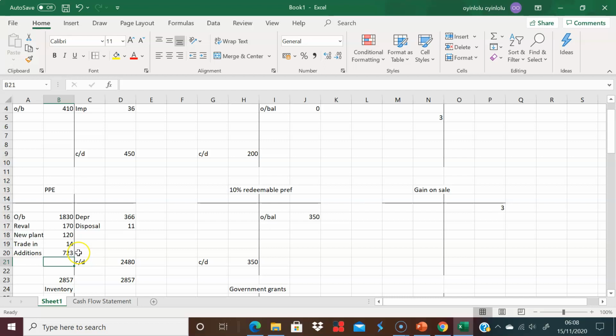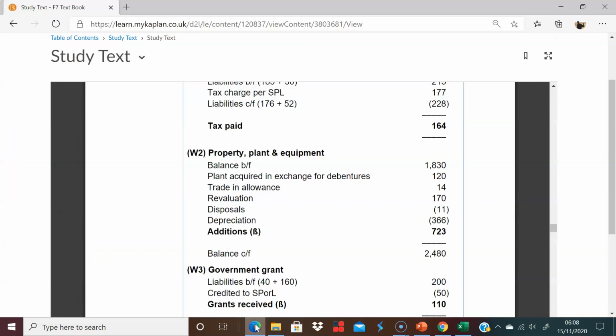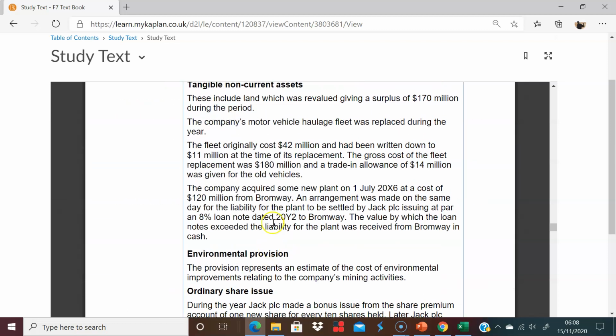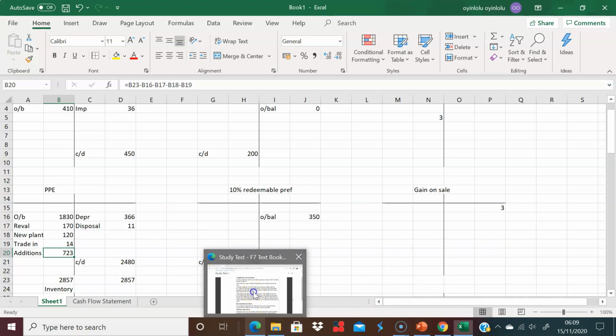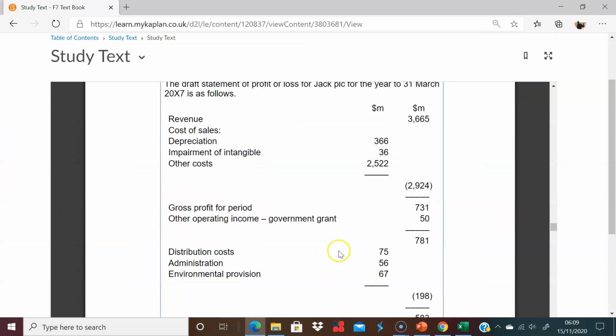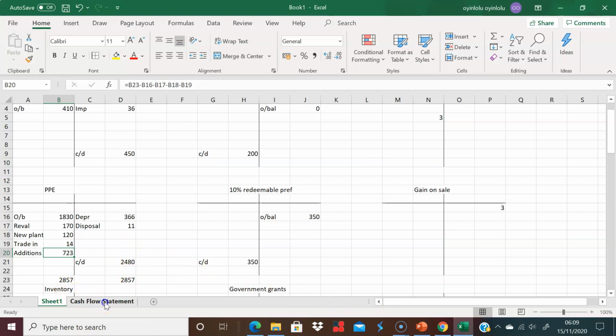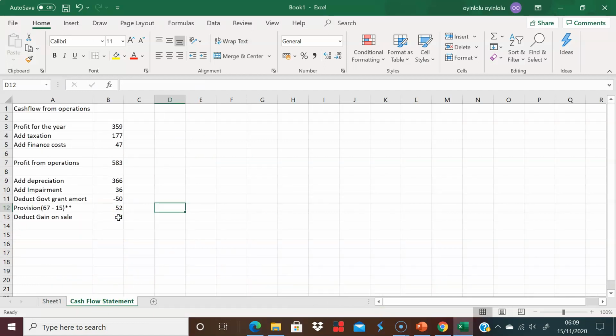So 723. So your full additions, including that 100, this is why I said I waited, including that information. Yes, they told us the gross cost of the fleet was 180. Including this 180, all of that was bought in during the year for cash of 723. And so I've got this figure now. Okay, great. So the key figures that I was interested in for my profit or loss was the 600, and the 3. My gain here was the 3. Deduct that gain on sale.